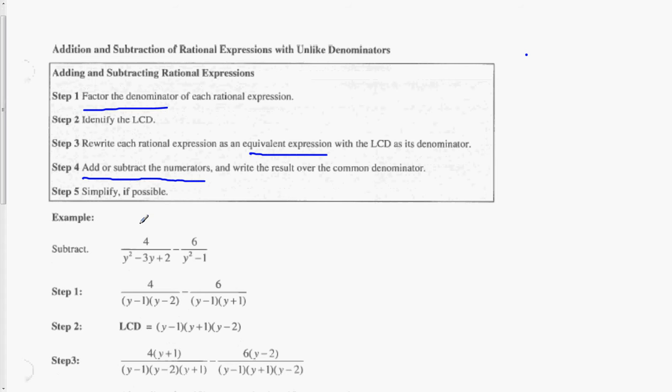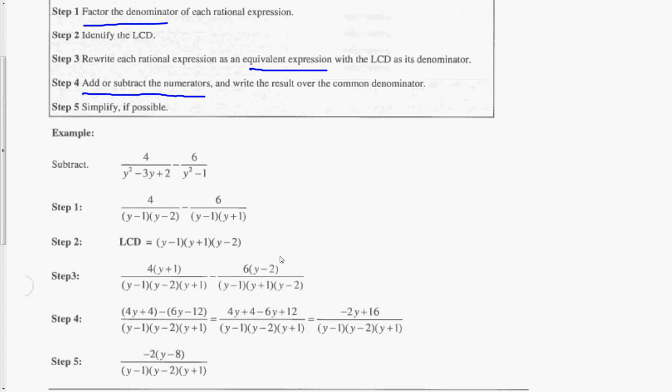So you'll see on their example, they've got 4 over y squared minus 3y plus 2 minus 6 over y squared minus 1. So y squared minus 3y plus 2 then factors into y minus 1, y minus 2. Y squared minus 1 is the difference of two squares, so that's y plus 1, y minus 1. And so they have chosen their LCD, y minus 1. Got to have a y minus 2 in there, and then you have to have this y plus 1 that's missing from this second denominator.